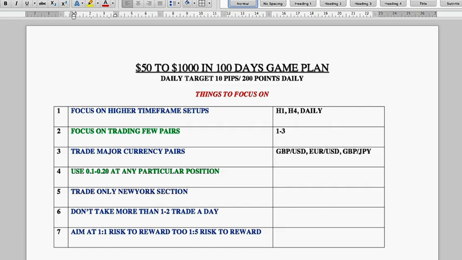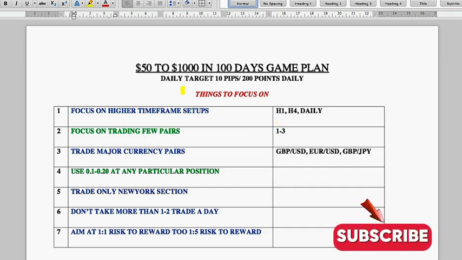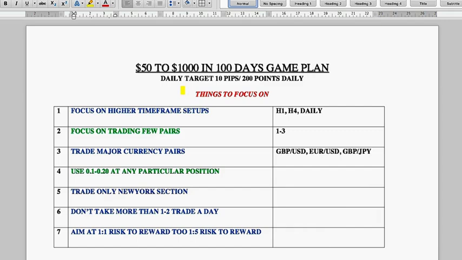Let's get to it. As you can see on my charts, I have these 7 rules. These are the 7 things I'll be focusing on. So my daily target will be from 10 pips up to 200 pips. Mind you, with this game plan I'm about to reveal to you now, you can use it to grow any account, both live accounts. If you are in a drawdown in your live account, you can use this game plan, and I'll show you that you are going to come out on top.